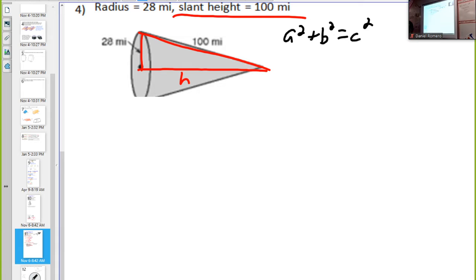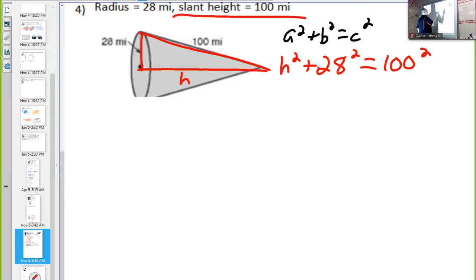Which one here is the hypotenuse? Yes, the 100. The slant height will always be the hypotenuse. So for the other two, it doesn't matter. I'm going to use h for height because that's what I'm looking for. h squared plus, in this case it's the radius, which is 28 squared, is equal to 100 squared. Let's solve for that height.